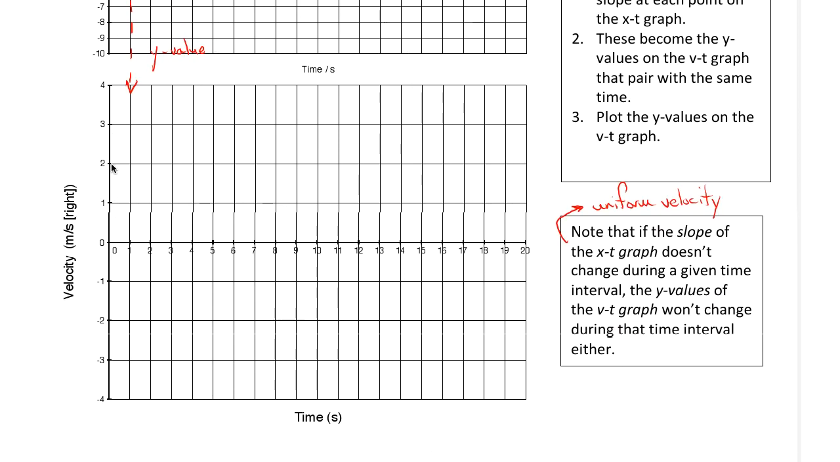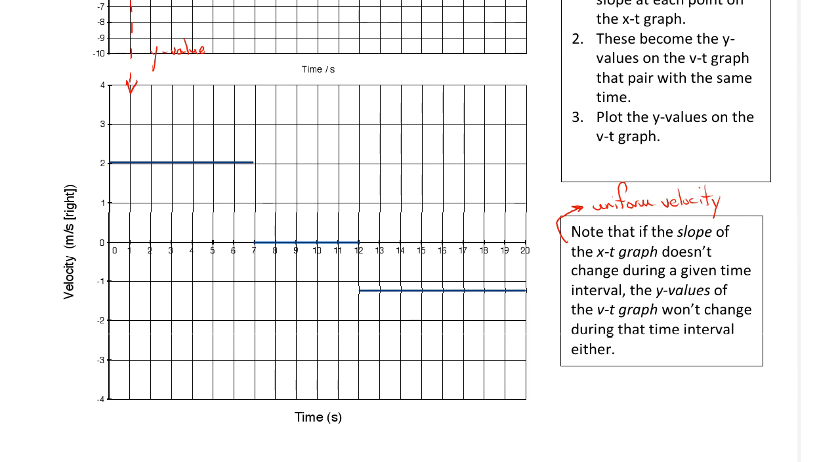So for the first 7 seconds, I have a slope of 2. All of these y values have to be equal to 2. For the time between 7 seconds and 12 seconds, all of those tangents had a slope of 0, so all of these y values have to be 0. And from 12 to 20 seconds, all of the slopes were negative 1.25, so all of these y values have to be negative 1.25.